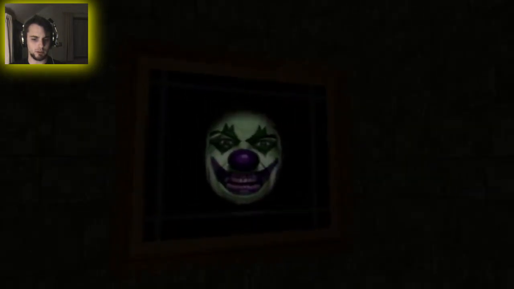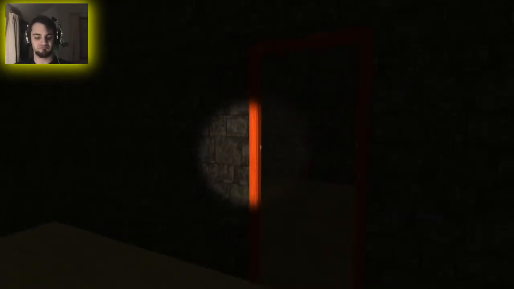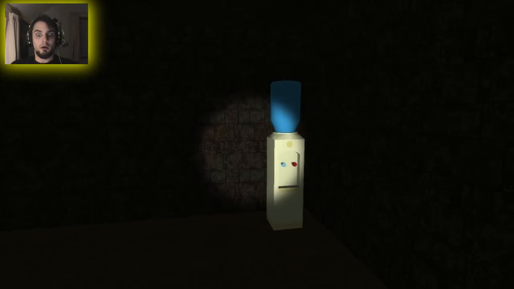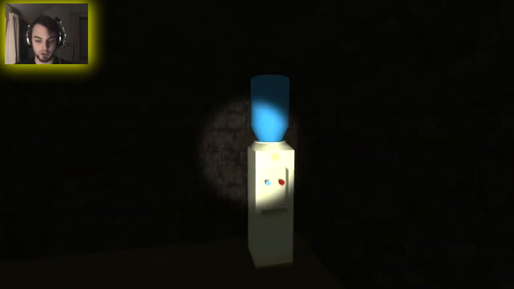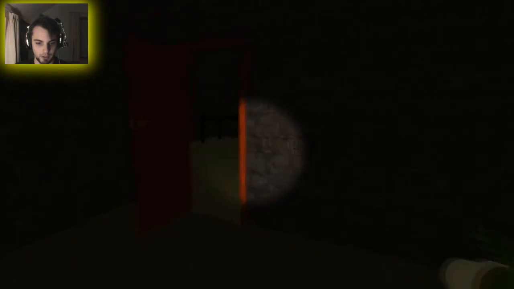What the hell? Disgusting painting from a clown that laughs at me. Oh, look, the door is open. Okay, then. Bubbles! Oh, I want some bubbles. God damn it. I want some bubbles. Plant, help me. What the hell is wrong with the music? Damn.